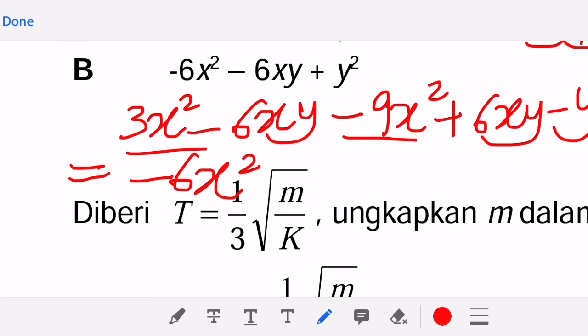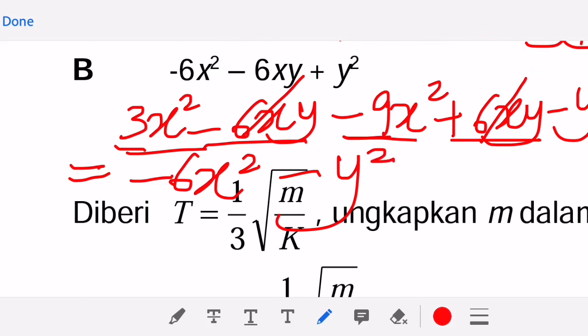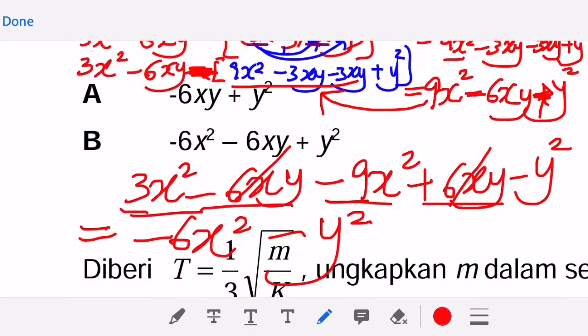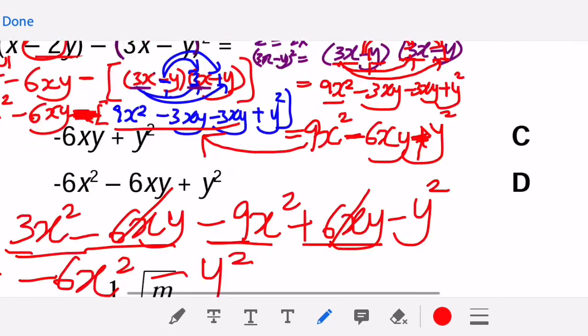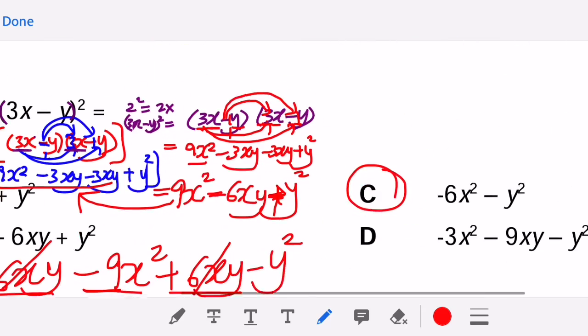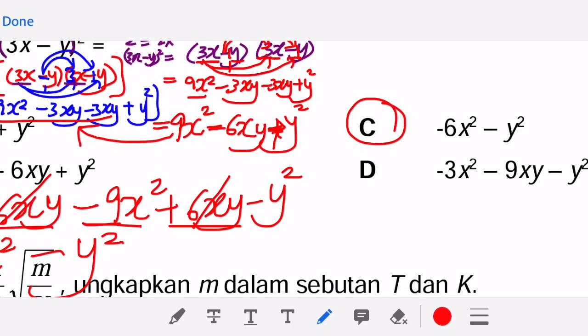So you just take the number 3 minus 9, the negative 6. This one, negative 6xy, positive 6xy, cancel out. Same thing, sign different. So your answer is just so simple like this. Negative 6x squared minus y squared. Right, this is the answer. Negative 6x squared minus y squared.